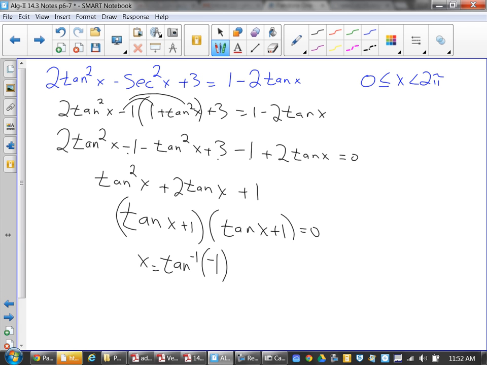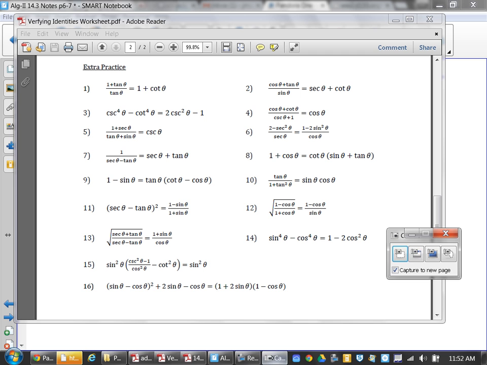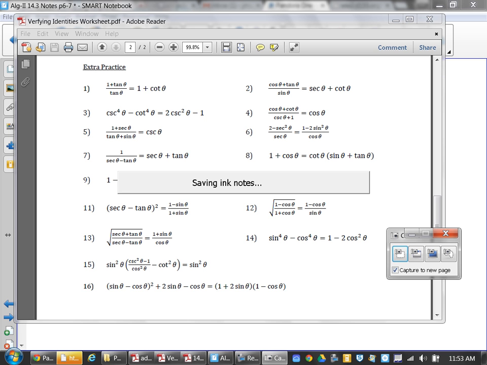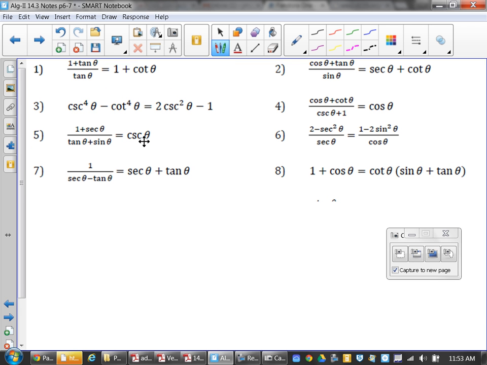What I want you to do tonight is, on the other side of that sheet, go through the first 8. If you want, I'm about to do the rest of these, like the odds. Fine, go for it. It's great practice. This stuff is not that easy, but the more you keep working on them, the better you're going to get.